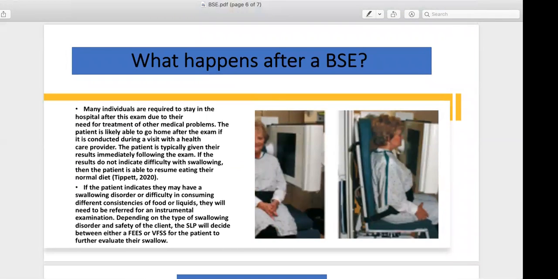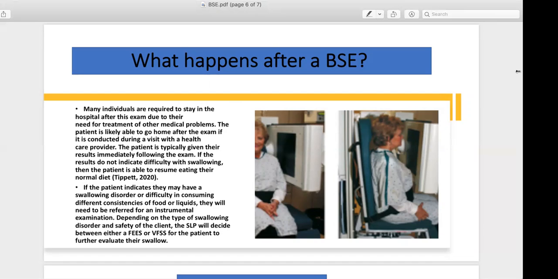So what happens after the bedside swallow examination? Many individuals who have this examination are asked to stay at the hospital because they are going to need treatment for their other medical problems, as discussed previously. The patient is likely to go home after the exam if it is conducted during a visit with a healthcare provider. The patient is typically given their results immediately following the exam, and if the results indicate there wasn't a swallowing difficulty, then the patient is able to remain on the diet they had previously.